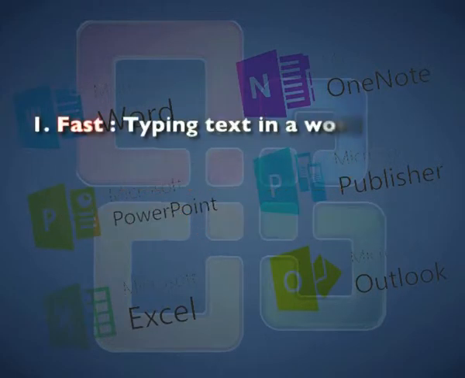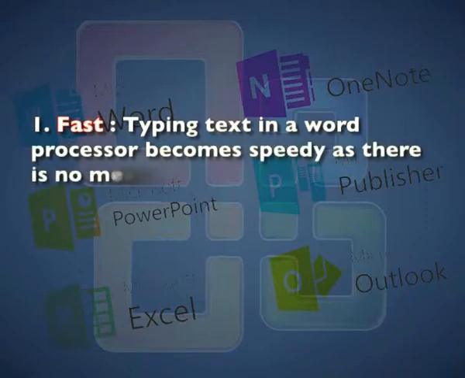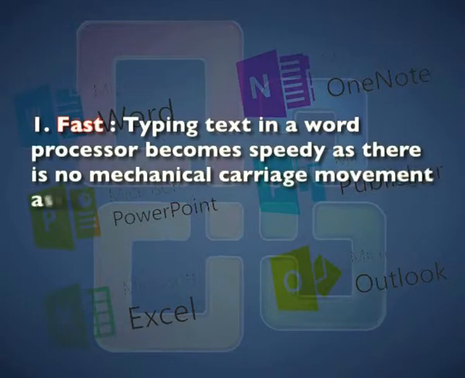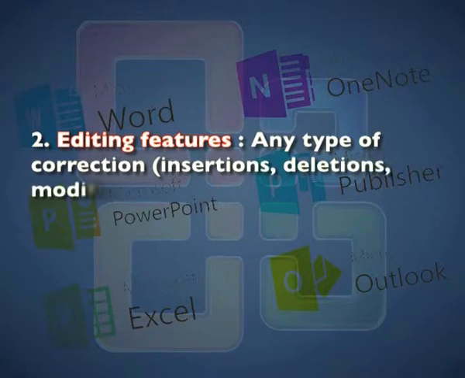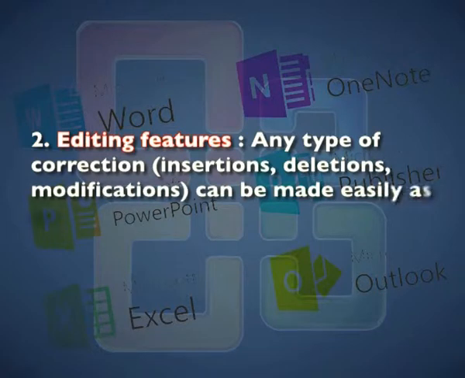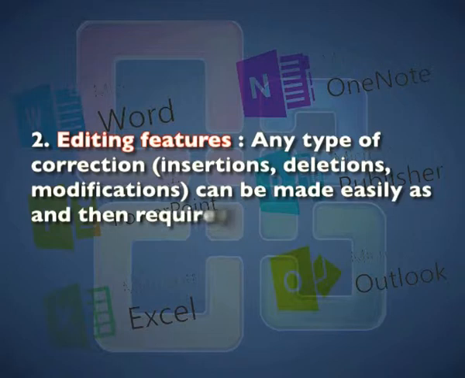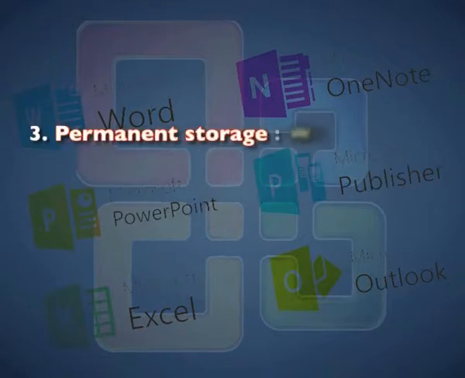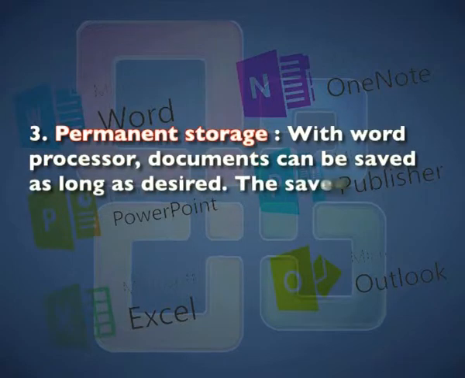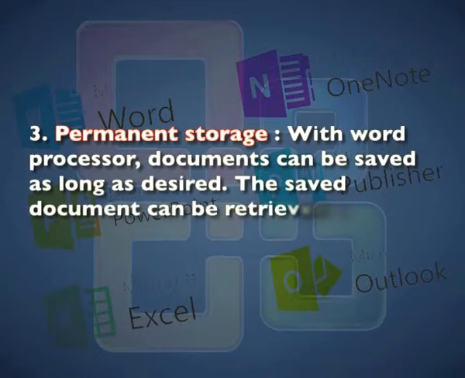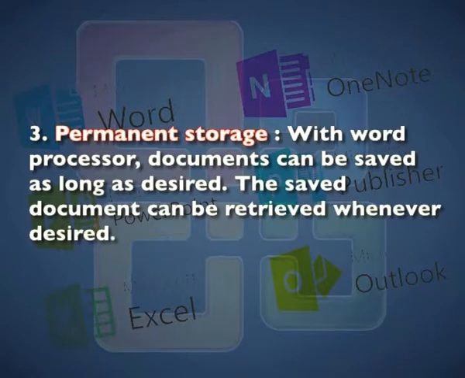Number 1. Fast. Typing text in a word processor becomes speedy as there is no mechanical carriage movement associated. Number 2. Editing features. Any type of correction, whether insertions, deletions or modifications, can be made easily as and when required. Number 3. Permanent storage. With a word processor, documents can be saved as long as desired. The saved document can be retrieved whenever desired.